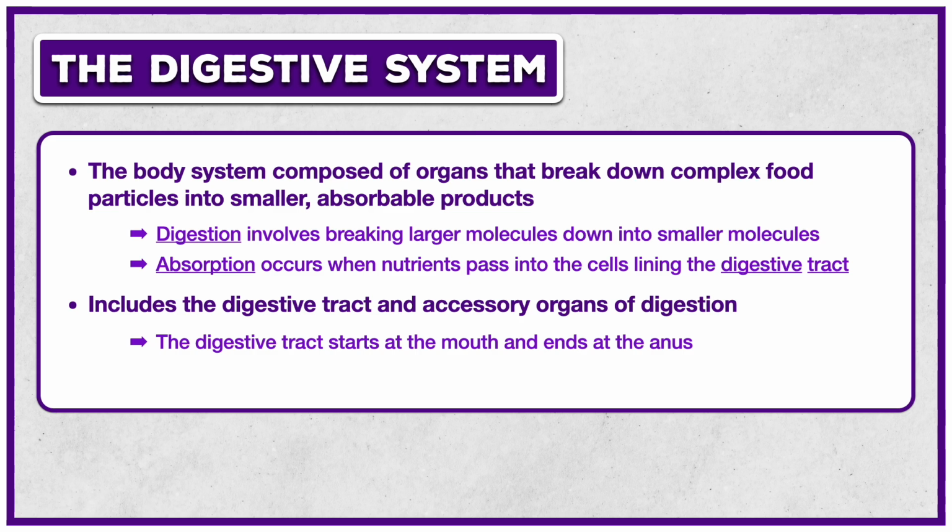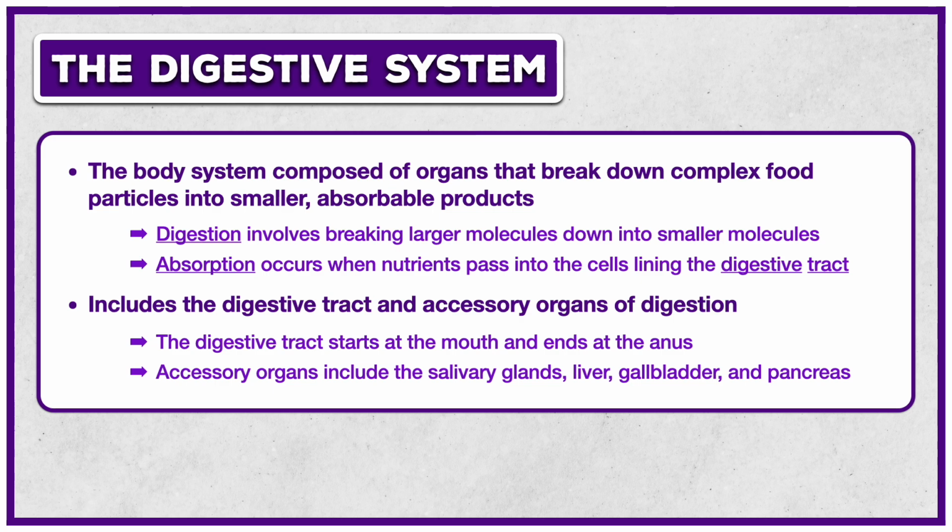The digestive tract starts at the mouth and ends at the anus, includes organs like the stomach and intestines, and can measure up to 30 feet in length. Accessory organs include the salivary glands, liver, gallbladder, and pancreas. These organs are not part of the digestive tract but sit right outside of it. Their secretions influence digestion and absorption.